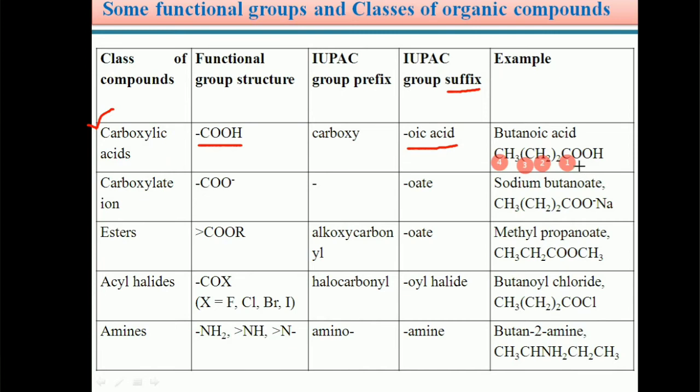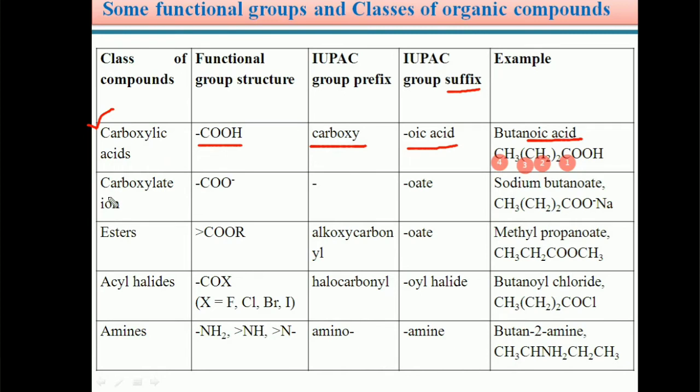One of these carbons is connected with a COOH group. Therefore, the name of the compound is butanoic acid. The IUPAC group suffix is oic acid. 4 carbon atoms are present in this example, hence its IUPAC name is butanoic acid. Suppose this COOH carboxylic acid group is a substituent, then the prefix should be carboxy. If the COOH functional group is a substituent, it should be named carboxy.